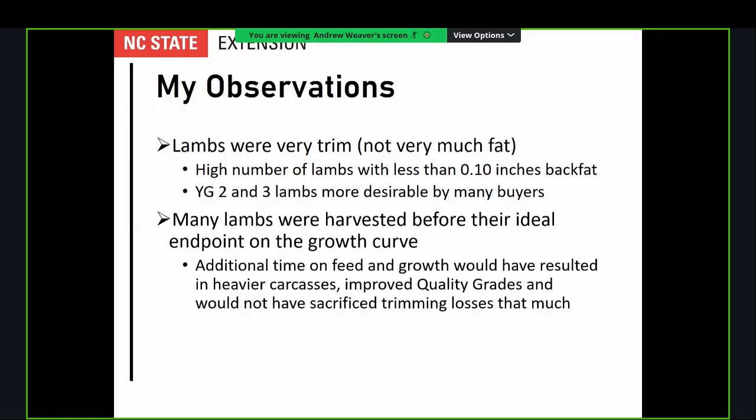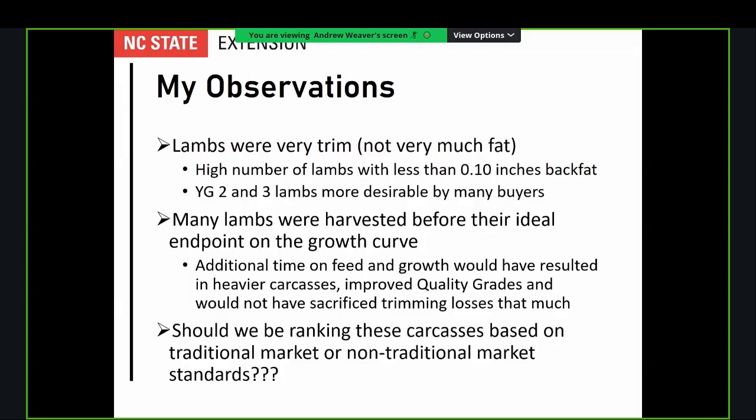And so by feeding them a little bit longer, having them a little bit more mature, we would have ended up with heavier carcasses, more available product to sell. Quality grades would have probably improved, and we really wouldn't have sacrificed that much in terms of trimming losses. So there's opportunity there to improve carcass weight and marketable product, while not exceeding the threshold on the opposite end for having too much fat, if that makes sense.